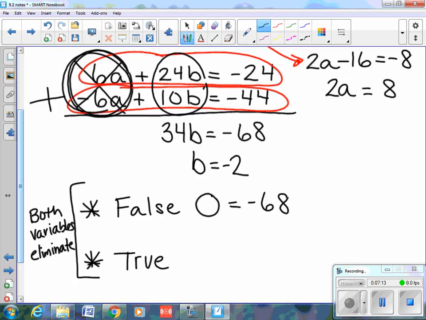Well, that's a false statement. 0 can never equal a negative 68. There's going to be no solution. No matter what you try, you're not going to be able to solve for the problem. It's a no solution. Okay?